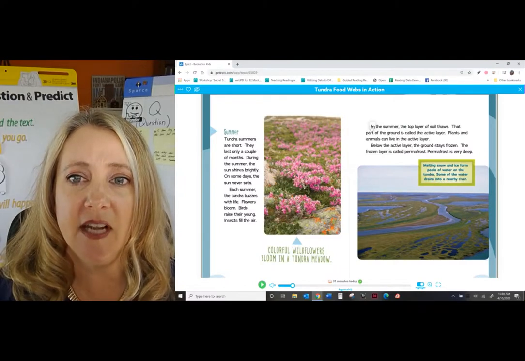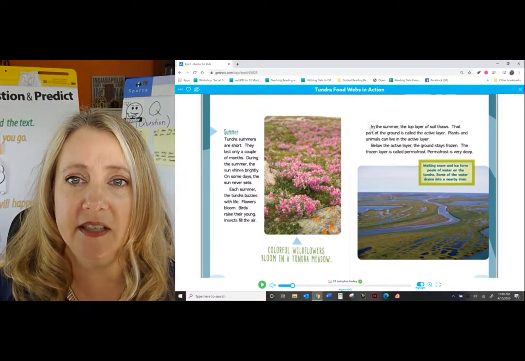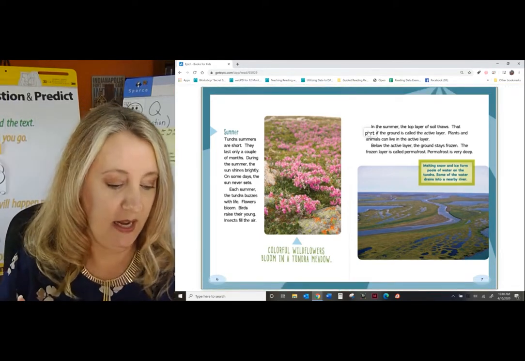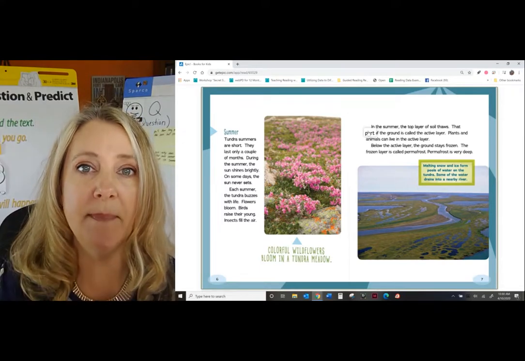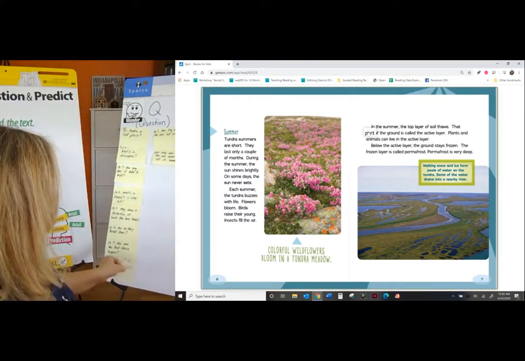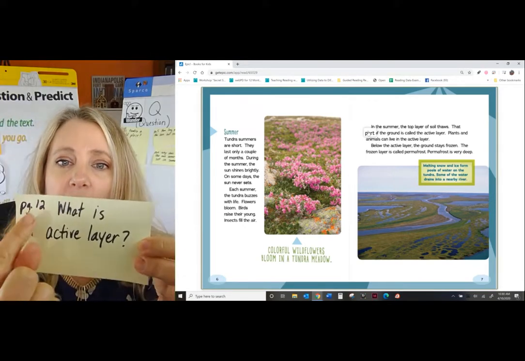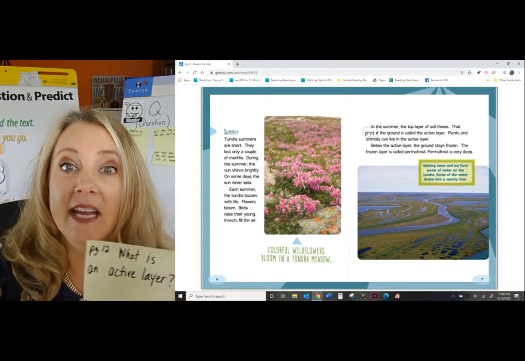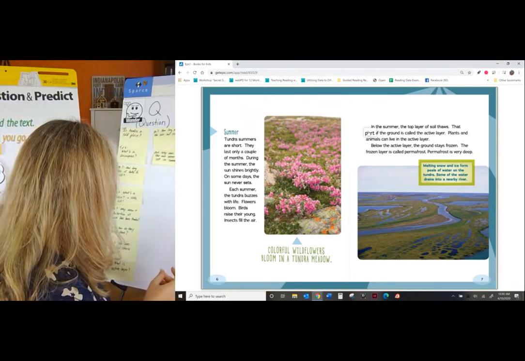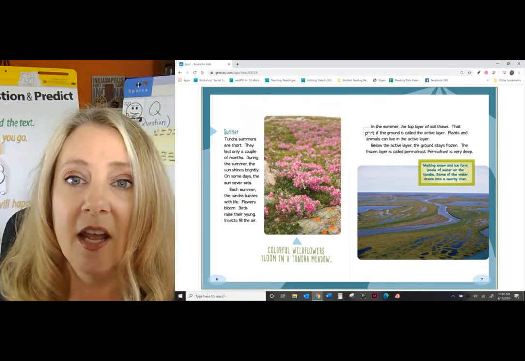Okay, let's see. In the summer, the top layer of soil thaws. That part of the ground is called the active layer. Oh, wait a minute. You guys, do you remember? We had a question about active layer. Yeah, way back on page 12. What is an active layer? Ding, ding, ding, ding. I think one of our questions is getting answered. You hear it?